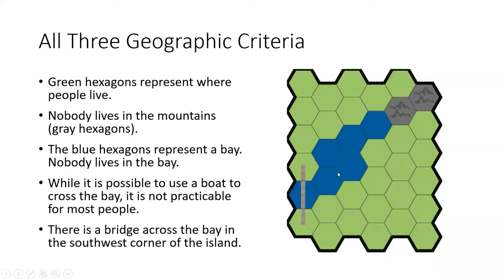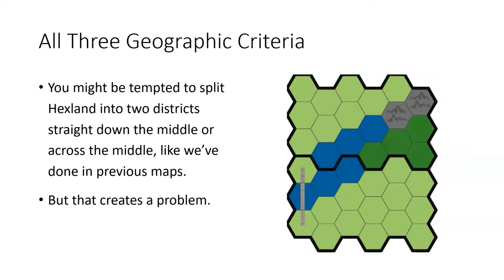The blue hexagons represent a bay, which also creates a bit of a barrier. While it's possible to use a boat to cross the bay, it's not practicable for most people. And for that reason, Hexland built a bridge over the bay at the southwest corner of the island, which you can see here. So we need to divide Hexland into two districts here.